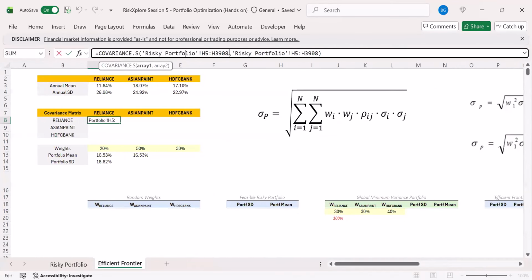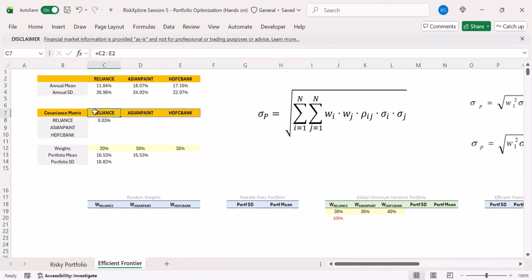Now the point is that how do we find out, how do we make this thing dynamic such that it is dependent on these selections here. कि हमें Reliance और Reliance के बीच में covariance निकालना है, Reliance and Asian Paints के बीच में covariance निकालना है. So how do we do that?